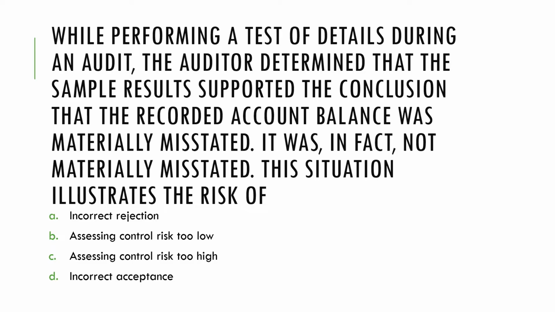Meaning to say, our sample results showed that the account balance is materially misstated, meaning to say further that if it is materially misstated according to the sample, we have actually rejected it because we thought it was materially misstated. But the truth is, it is not materially misstated. So, therefore, this situation illustrates the risk of rejecting something that would have been acceptable. So, this is the risk of incorrect rejection.